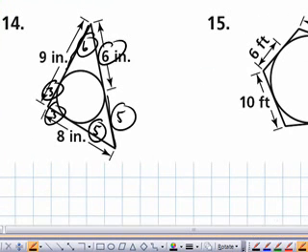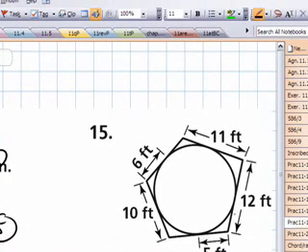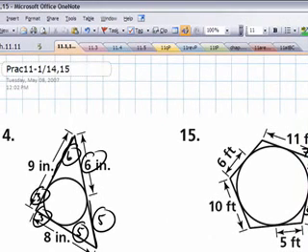Same thing over here. We have to work our way all the way around the circle. So this is 5, which makes this piece 5. Subtract it from 12, which gives you 7 here. That gives you 7 over here because the tangent segments are congruent. This will be 4 because you subtract from 11. This will be 4 since tangent segments will be the same length.